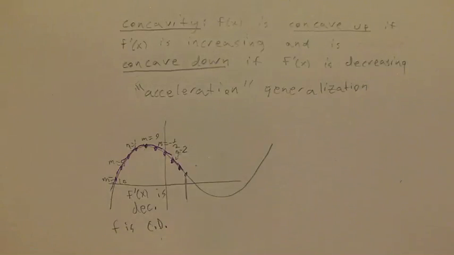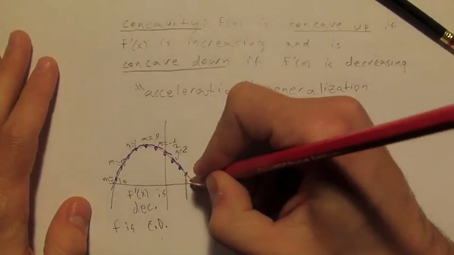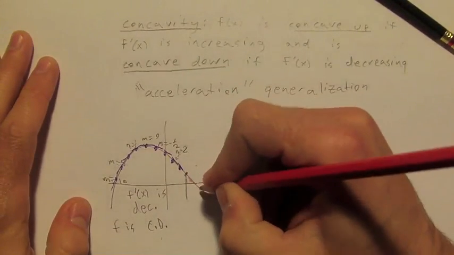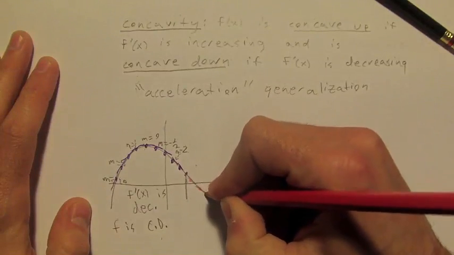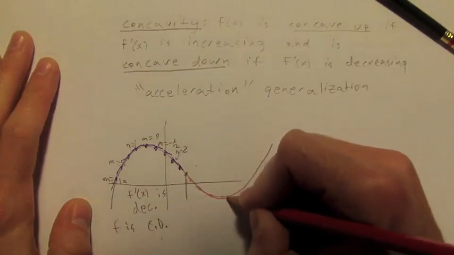Okay. So let's look at this other side. See if I have another color laying around here. Yep. So if I look at the tangent lines on this side of this point, right?